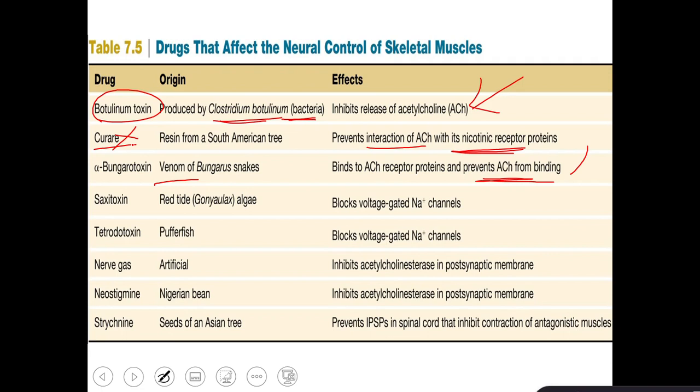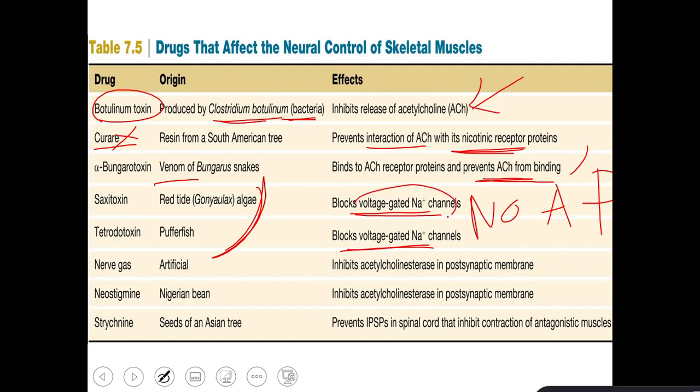Saxitoxin and tetrodotoxin both block the voltage-gated sodium channels everywhere in the body. This means there is no action potential anywhere in the body, because the threshold cannot be achieved. The voltage-gated sodium channels everywhere in the body are blocked, so no action potential. This is the most generalized toxin, and it can lead to death quickly.